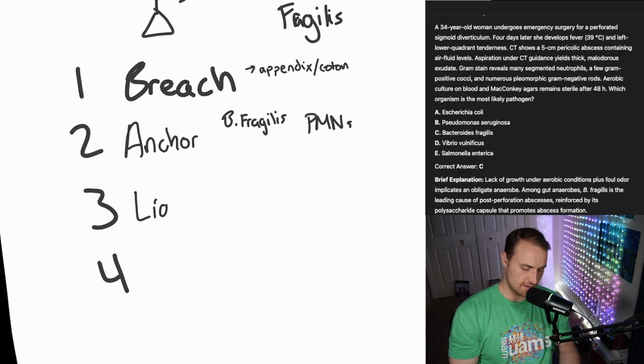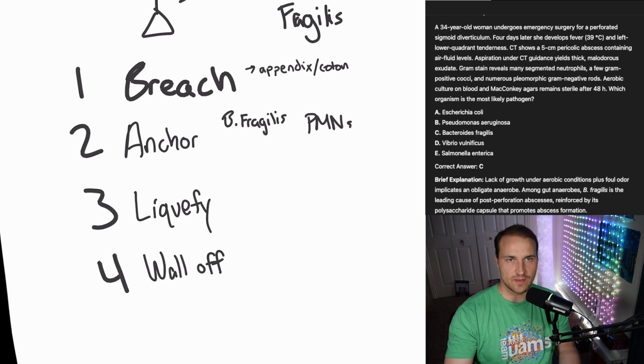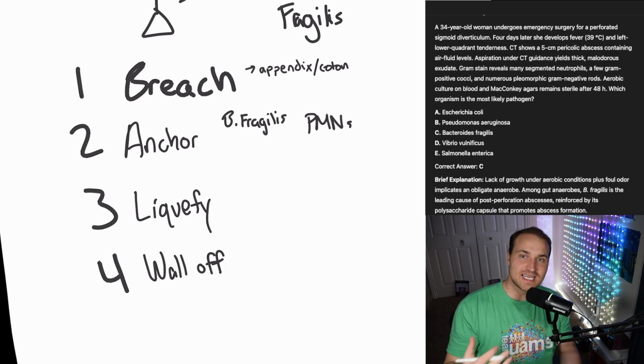Then liquefaction. Liquefy. Sounds like a Harry Potter spell. That's where enzymes like collagenase and heparinase digest the tissue, leading to a necrotic cavity that then becomes hypoxic. Afterwards, we have the wall-off phase. So fibrin and PMNs, by the way, PMNs are polymorphonuclear leukocytes. It's a type of white blood cell, part of the innate immune system, first responders. They seal that pocket, and these anaerobic conditions are super good for B. fragilis. So you have fever, leukocytosis, and risk of sepsis.